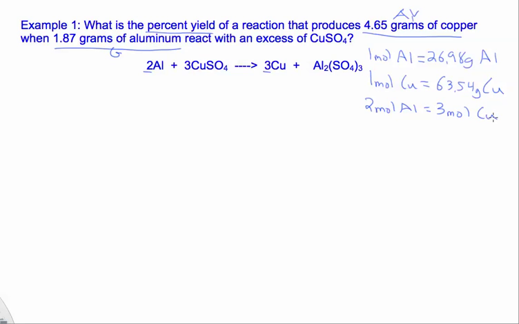So now it's just the dimensional analysis. Remember, we start with our given, that's where we start. So 1.87 grams of aluminum. We want to know how much copper we should have made. So to cancel out grams of aluminum, we put the molar mass on the bottom. That equals 1 mole. So 1.87 divided by the molar mass. So we started with 0.069311 moles of aluminum.